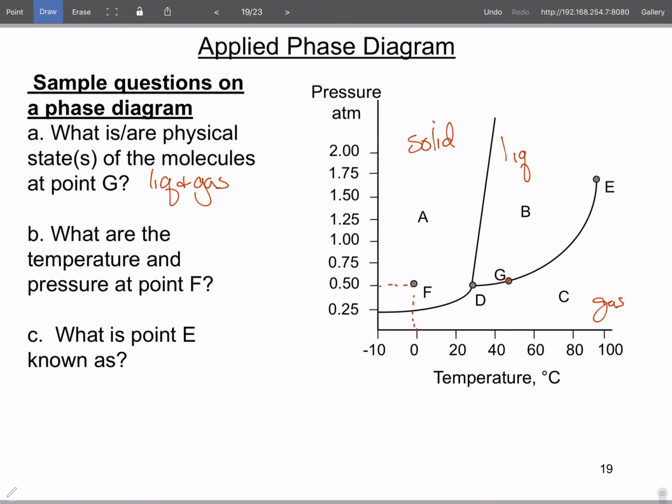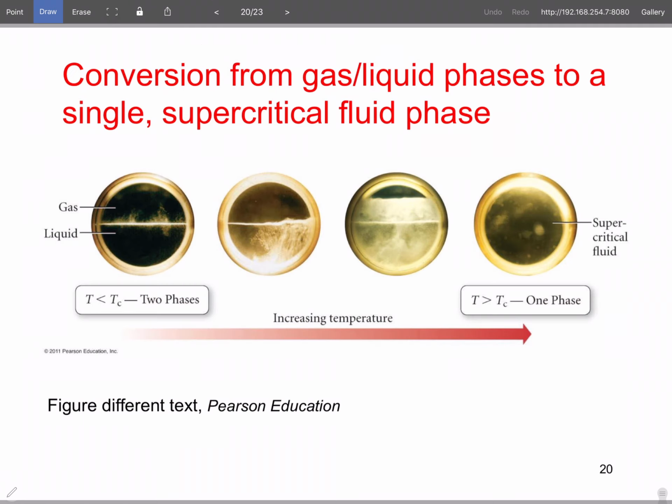So if I take this down, and it's really good to use a straight edge if at all possible, but it's fine. The temperature is about 0 degrees C, and the pressure is about 0.5 atmospheres. Okay, and point E is the critical point. If I had asked you what point D was, that would have been the triple point. So these are simple questions and often asked of species on a phase diagram. So you want to make sure you can read this.